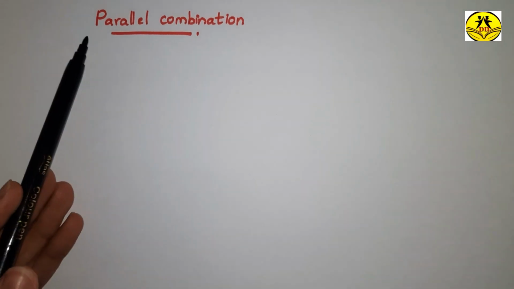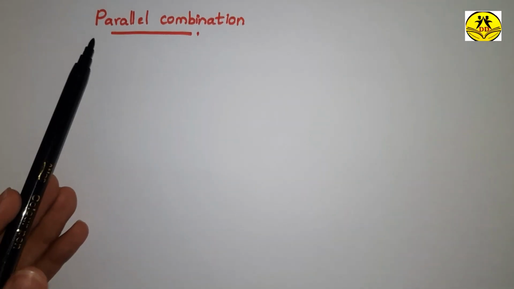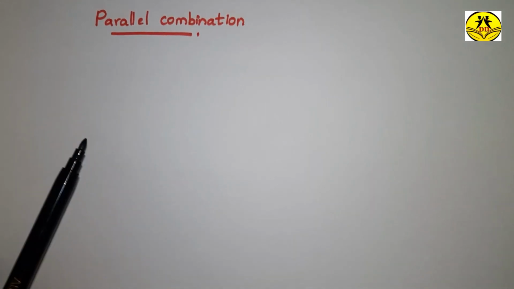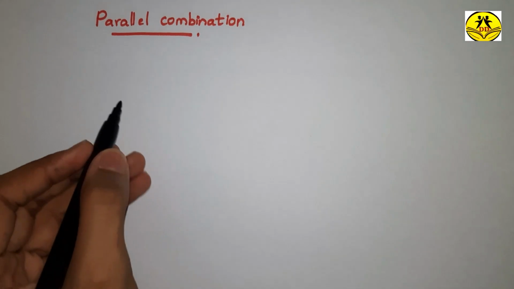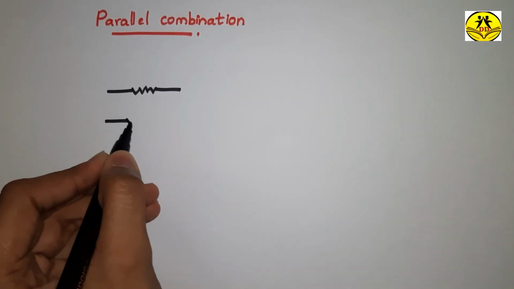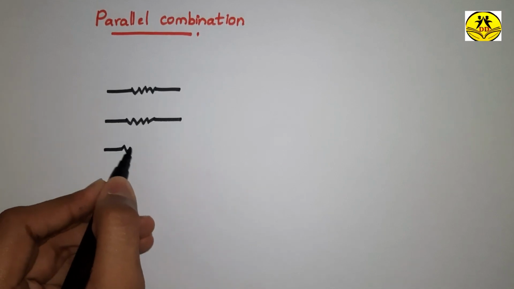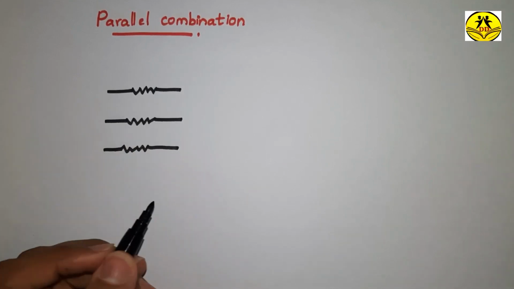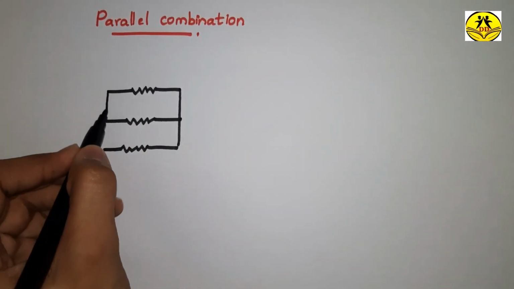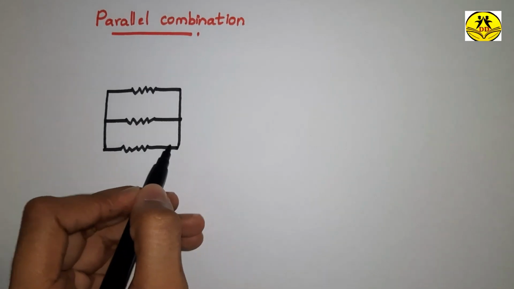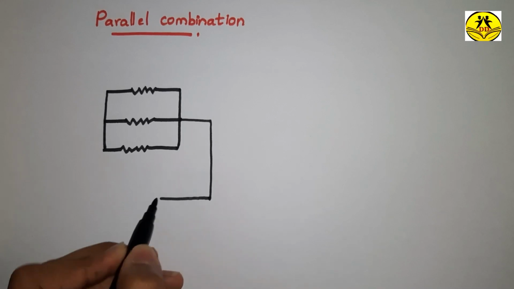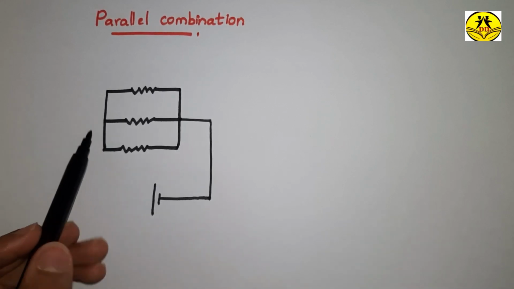Now let's talk about the parallel combination of resistors. In a parallel combination, all resistors are parallel to each other, like this. I'll draw three resistors here. They are parallel to each other. So we connect them to an electromotive force such as a battery using connecting wires.